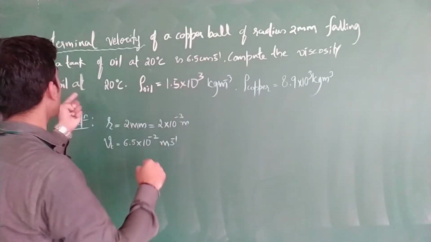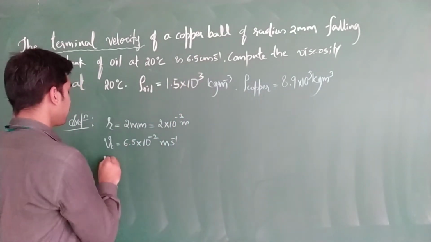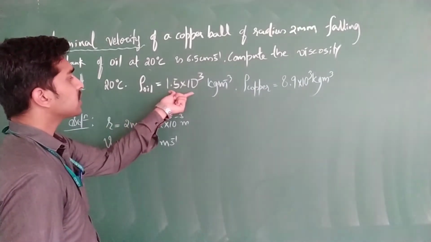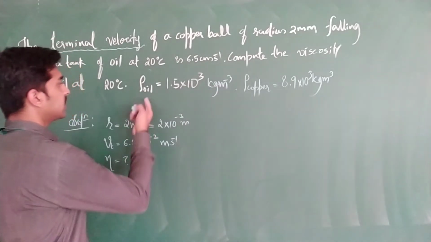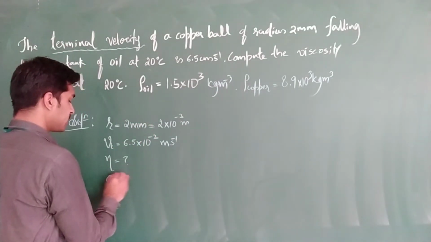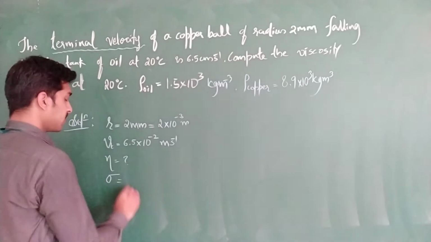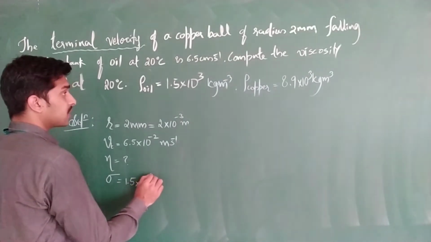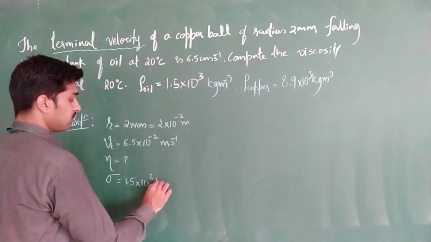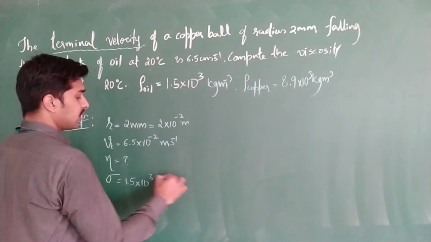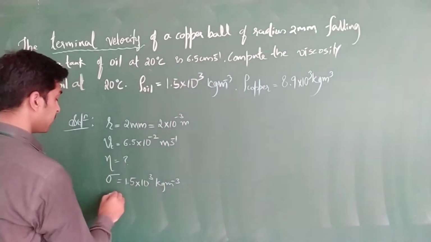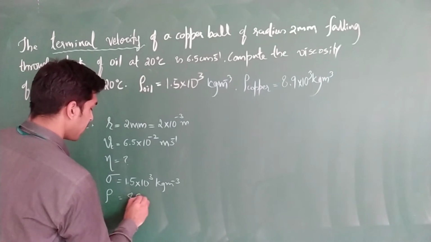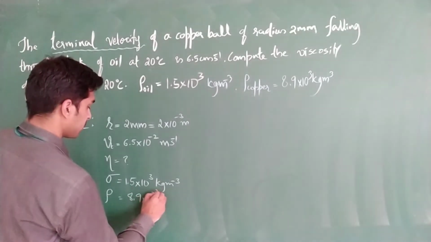Compute the viscosity of the oil at 20 degrees Celsius. Okay, coefficient of viscosity, the viscosity value they are asking. Density of oil is given to you. Density of copper is given to you. The density of oil, or medium, we had chosen as sigma. So sigma is equal to 1.5 into 10 to the power of plus 3 kg per meter cube. Clear? Next, the density of copper is given to you, that is rho. How much is it? 8.9 into 10 to the power of 3.